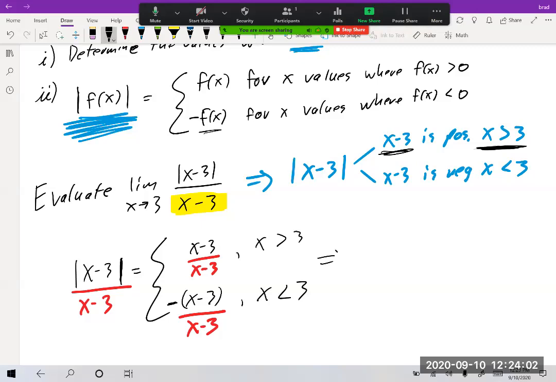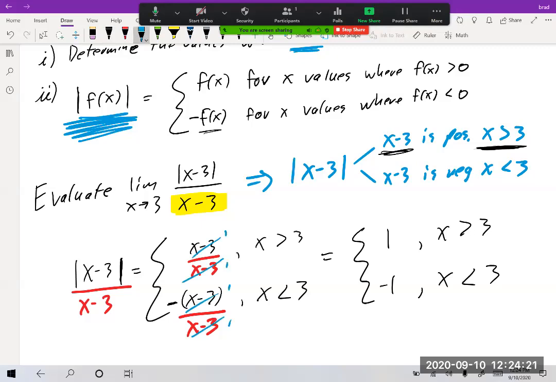So that gives me this new piecewise function that looks even cleaner, which would be 1 for x greater than 3, and negative 1 for x less than 3. All I did was notice that these now cancel and become 1, and these cancel and become 1, and one's positive 1 and one's negative 1.